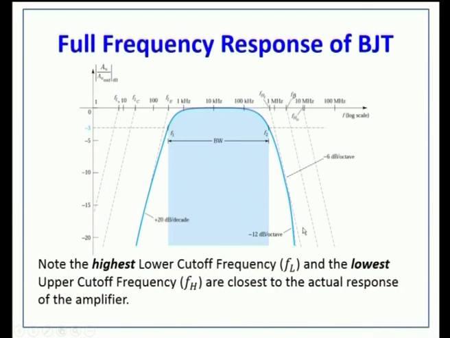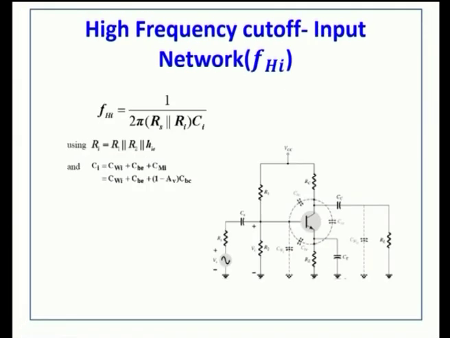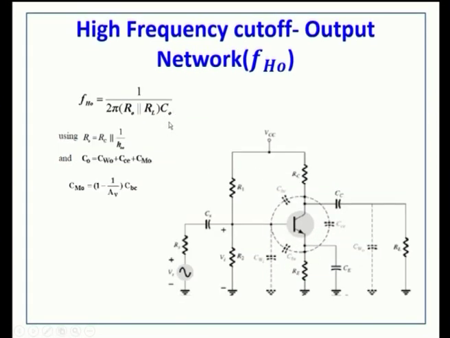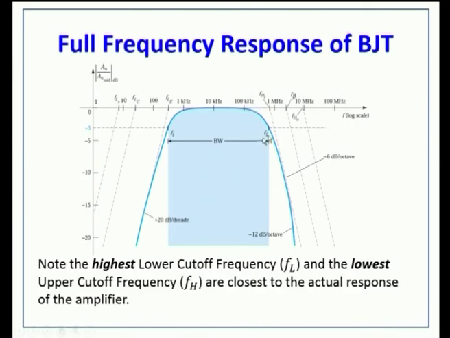This is the full response of BJT. So, you have to note that the highest lower cutoff frequency FL must be chosen, and the lowest higher cutoff frequency must be chosen. While dealing with the high frequency signals, we have derived three values of higher cutoff frequencies, for the input capacitance CI, for the output capacitance CO, and for the gain also. Out of these, the lowest we have to choose. So, the highest lower cutoff frequency FL is chosen, and the lowest upper cutoff frequency FH is chosen, which are closest to the actual response of the amplifier.